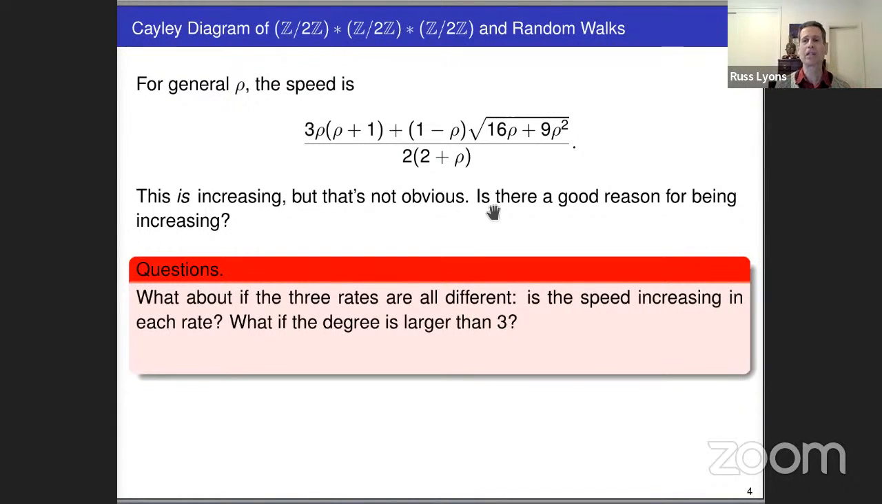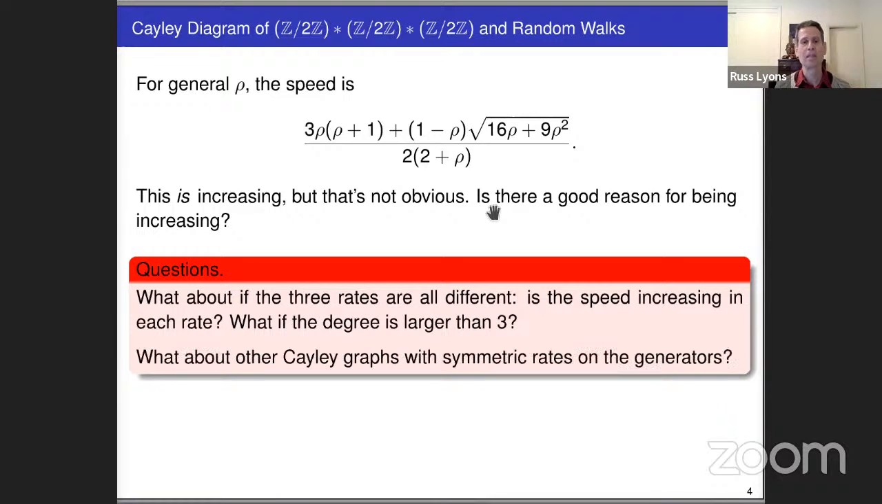Suppose the three rates are different. Is the speed increasing in each rate separately? What if the degree is larger than 3? What about other Cayley graphs with symmetric rates on the generators? So the same rate of going one direction as the other direction, okay? If we could answer these questions, if they were yes, then presumably we would have to prove that by having a good reason. We're definitely not going to get a formula in general. All right, so those are some motivating questions.